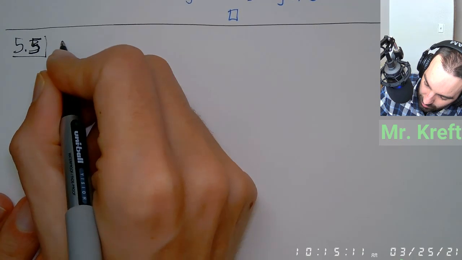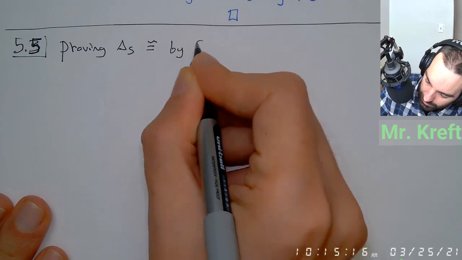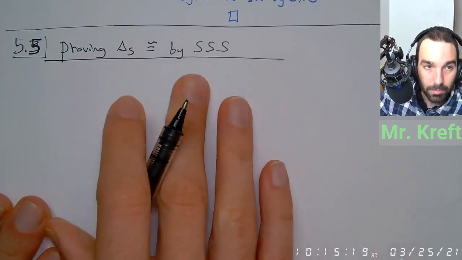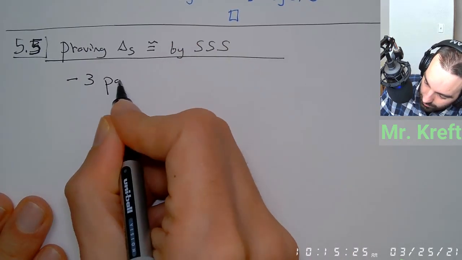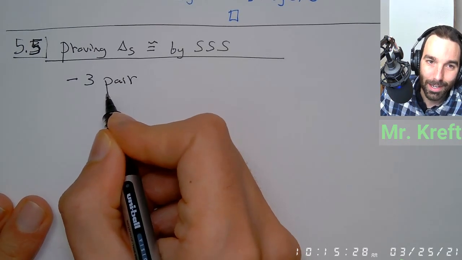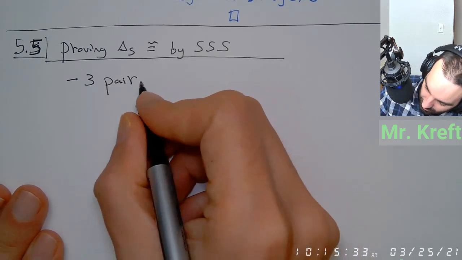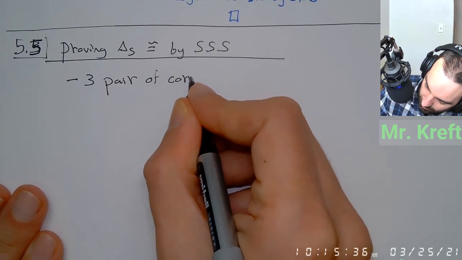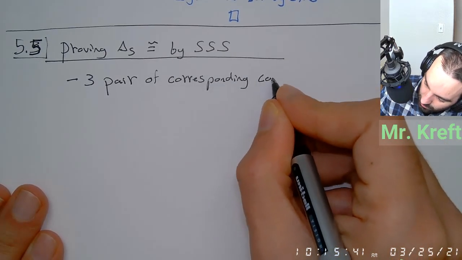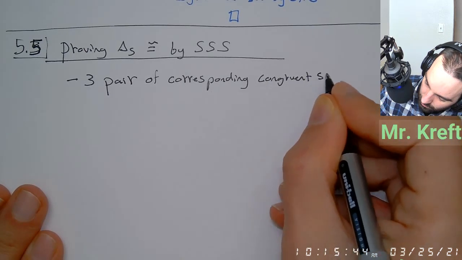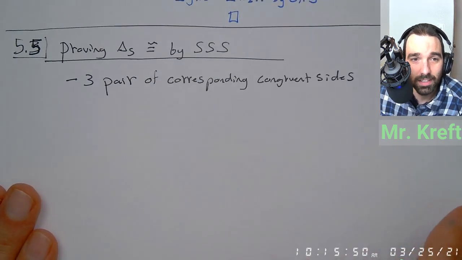So we're going to be proving triangles congruent by SSS. So just to recap here, right? So what does this mean? So SSS means we have 3 pair, right? And a pair, right? Not like the kind that you eat, that's PEAR. So a pair means 2, right? So 3 pair of corresponding congruent sides. Okay, so we call this side, side, side. Or you can be like a snake and go.